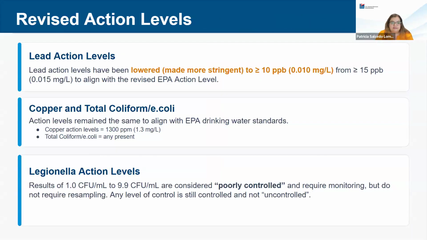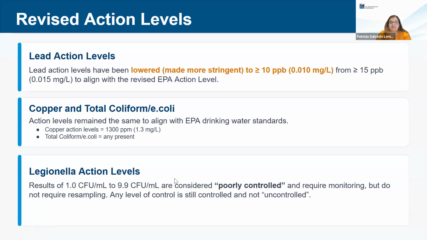Our revised action levels. One of the ones that we want to highlight is our lead action level. It has been lowered, so now we're more stringent. Anything greater than 10 parts per billion. Previously, it was 15 parts per billion, and we did this in order to align with the EPA action level. For copper and total coliform and E. coli, the action levels remain the same to align again with EPA drinking water standards. Copper action levels will stay at 1,300 parts per million or 1.3 milligram per liter, and total coliforms E. coli is any presence of it.